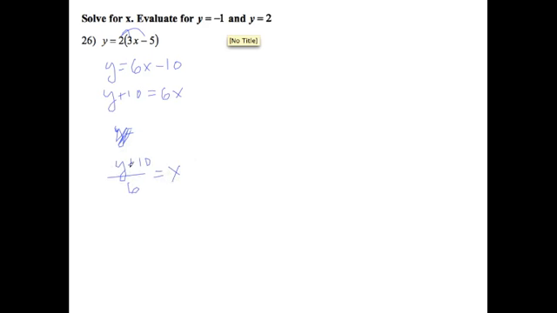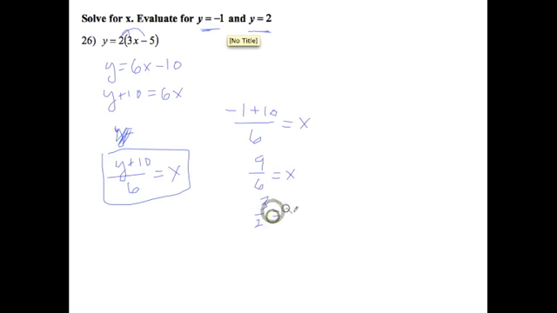Terrific. There's our equation. Now that is the first part of the solution because it says solve for x. So you do need this part. But we're not done because we're going to evaluate when y equals -1 and y equals 2. So we're going to use that equation, plug in -1 plus 10 over 6 equals x. -1 plus 10 is 9. 9 over 6 is equal to x. That reduces to 3 over 2. That's our first answer for x.